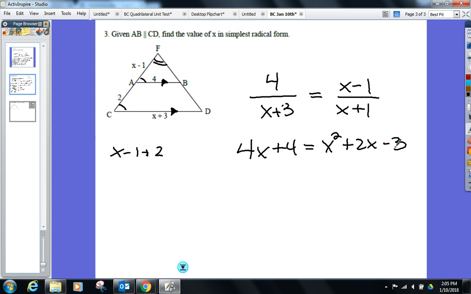So again, you guys know how many answers am I going to have at the end? 2. Move everything over to one side. 0 equals x squared minus 2x minus 7. Looks good. Anybody know two numbers that multiply to 7 but add to negative 2? No. So guess what? I can't factor it. So how else would I solve it? Quadratic formula.